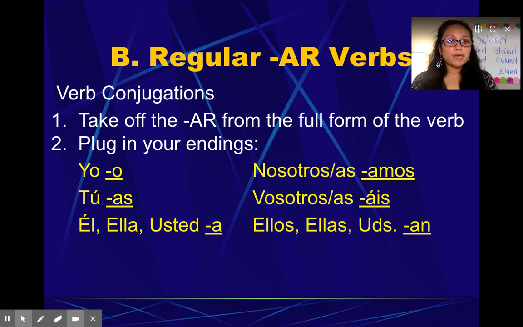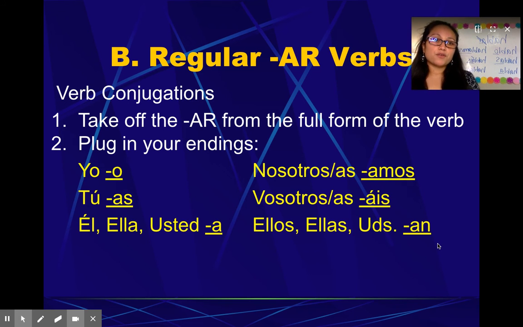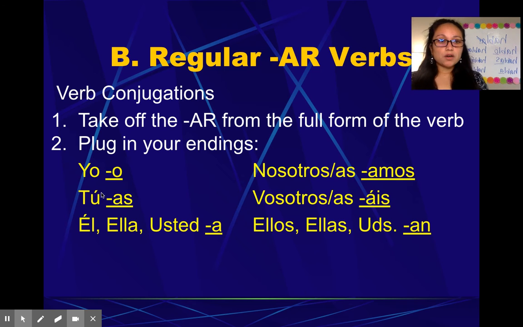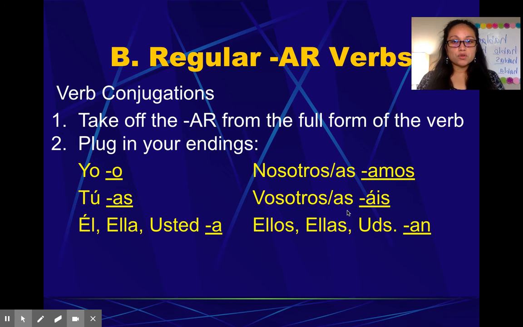Let's move on to letra B, regular AR verbs in Spanish, okay? So what do you do with regular AR verbs? You're going to take off your AR from the full form of the verb, and then you're going to plug in your endings. Yo will end in O. Tú will end in AS. Él, ella, o usted will end in A. Nosotros or nosotras will end in amos. Vosotros o vosotras will end in áis. Ellos, ellas, y ustedes will end in an.